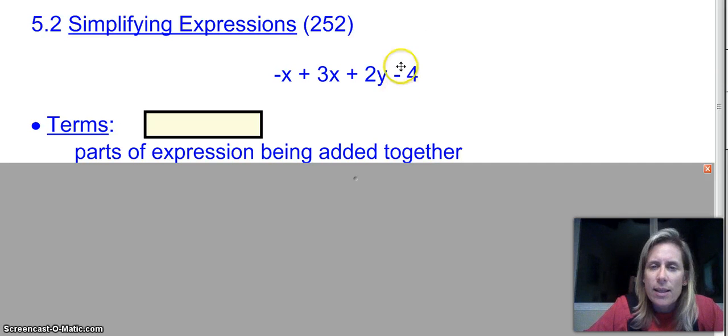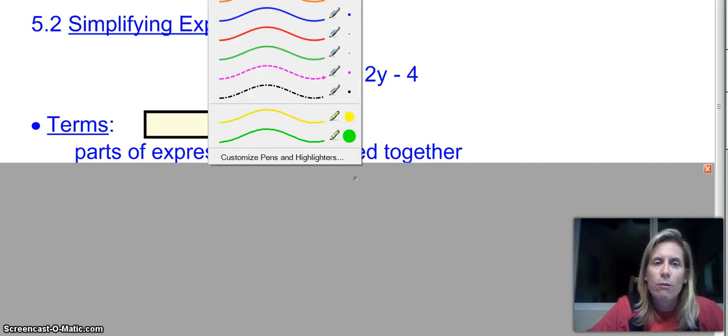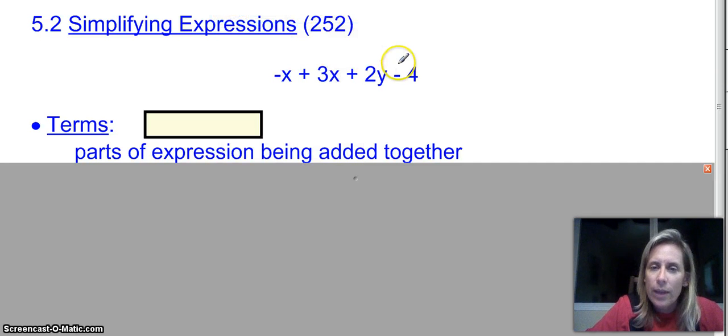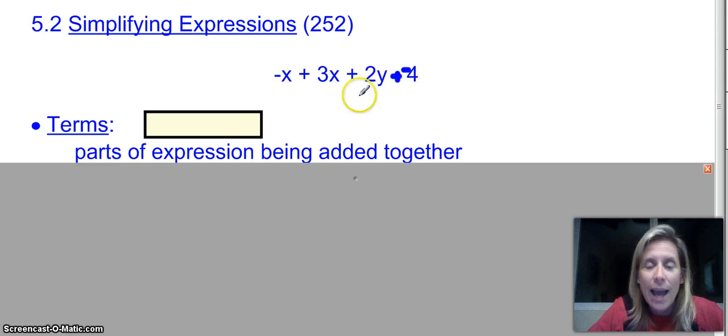So I see this subtraction sign. We have learned this year that when you see subtraction, what do you change it to? That's right, addition of the opposite. So we could change the subtracting 4 to adding -4. So when we see subtraction, we'll do that. And so we have actually 4 different terms being added together.